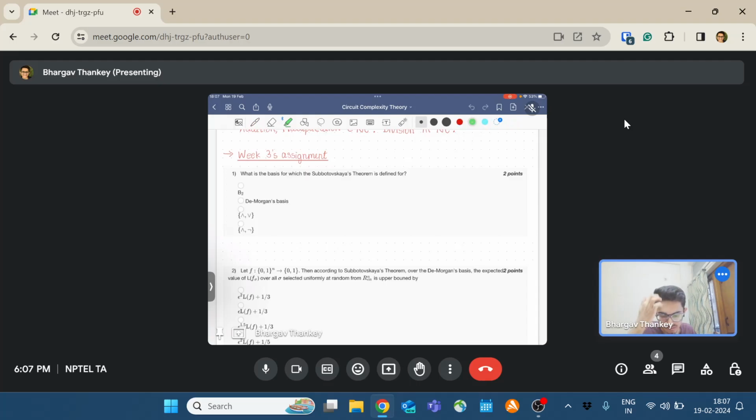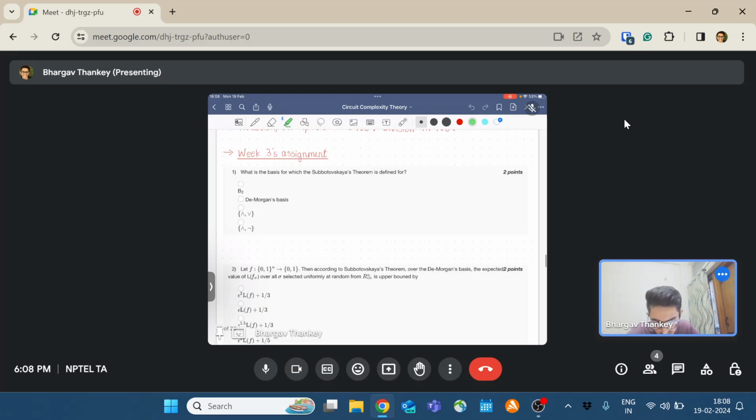Okay, the first question is, what is the basis for which Subbotovskaya's theorem is defined? B2, De Morgan's basis, and not. So which of these is correct? Okay, so Subbotovskaya's theorem works, it has no restriction on the basis, like some other theorems, right? Oh wait, no. Okay, so Subbotovskaya's theorem has a restriction. It works for De Morgan's basis. Nechiporuk's works for B2. Yeah, right.